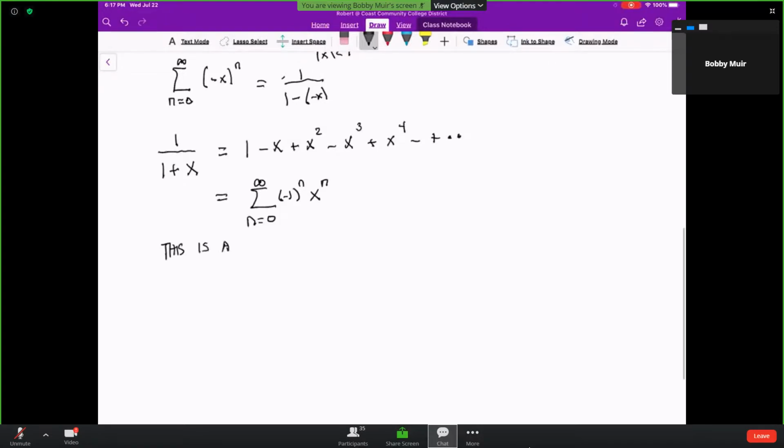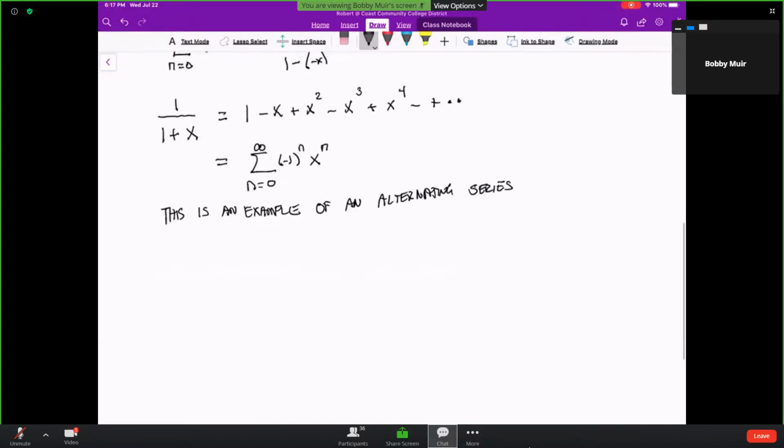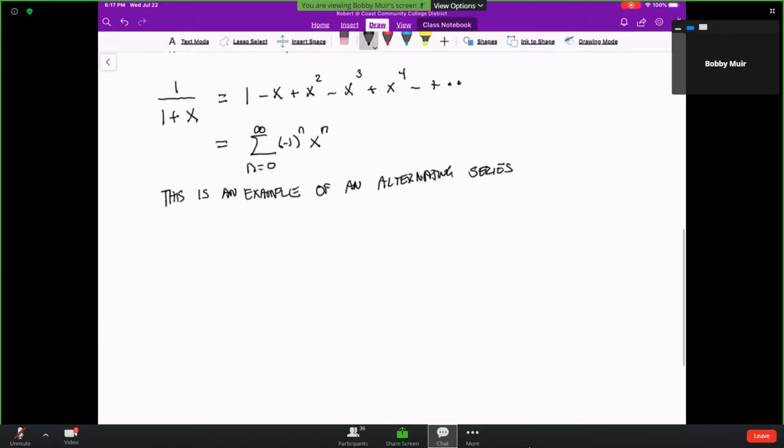Okay, so this is an example of an alternating series. Now, there are series that don't alternate and have negatives and then some positives, and I can show you how to make some of those.